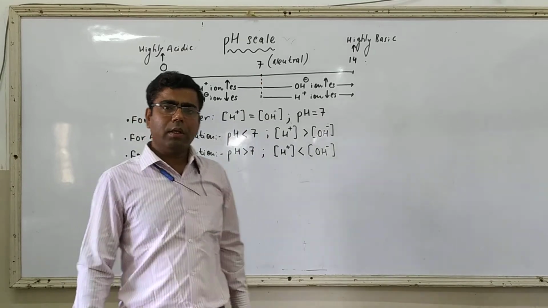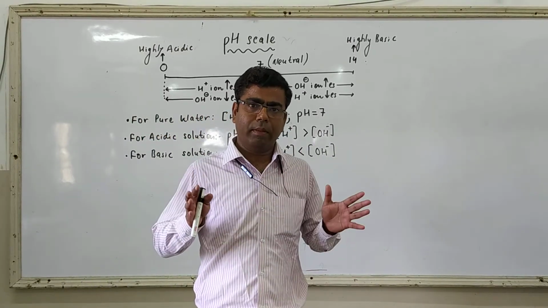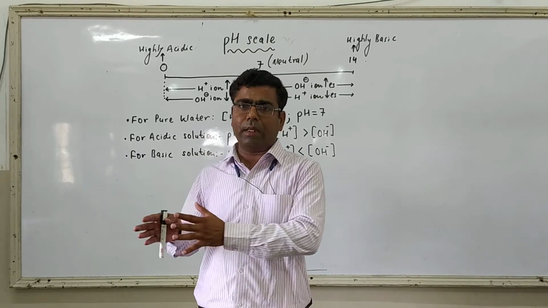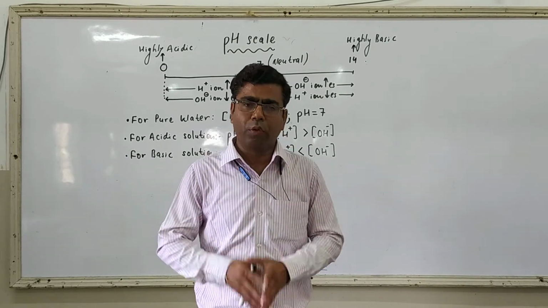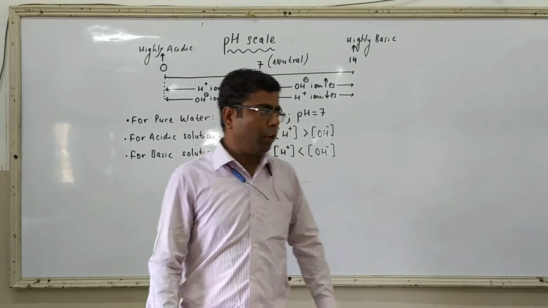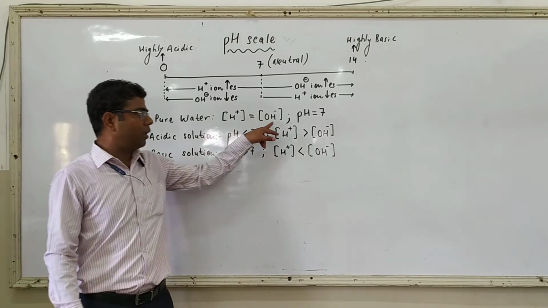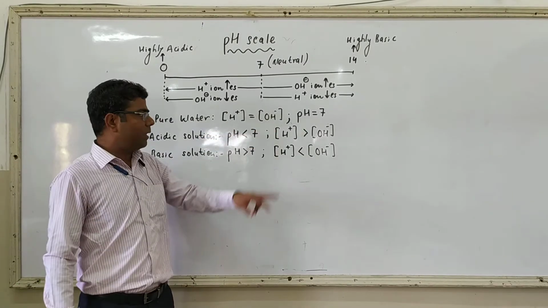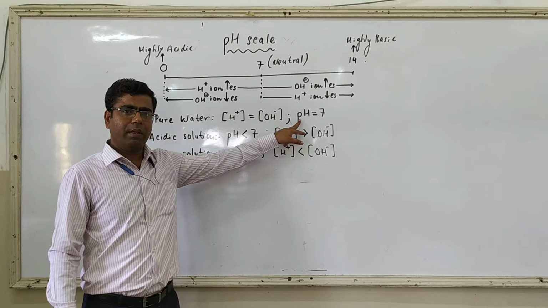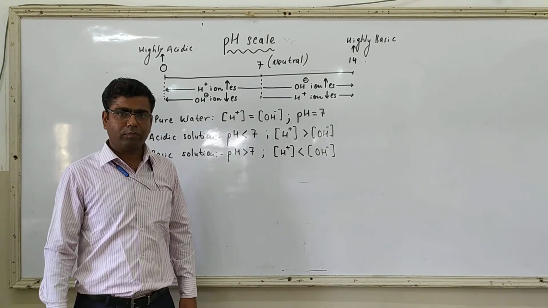So whenever a solution contains equal amount of H plus ion and OH minus ion, it is neither acidic nor basic, simply it is a neutral compound, and we have example of pure water. So in pure water, the concentration of H plus ion is always equal to concentration of OH minus ion, and its value of pH is 7. That's why water is a neutral substance.